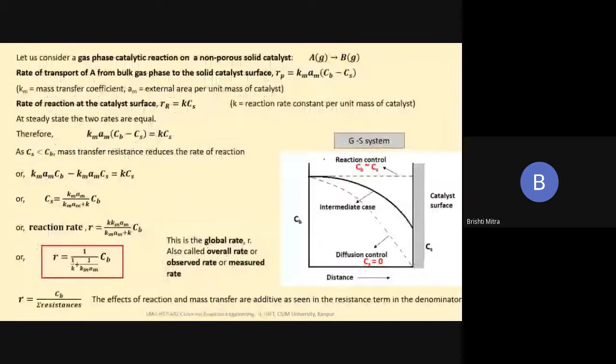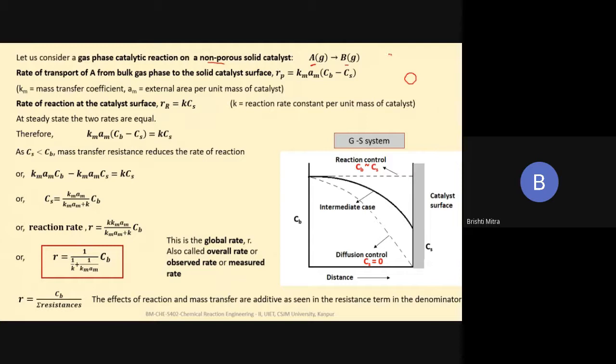Now let us look at a catalytic reaction on the surface of a non-porous catalyst. Say this is my catalyst, a spherical catalyst pellet. It is non-porous in nature, that means nothing is going inside the pellet. All the reaction is happening on the surface of the catalyst, and hence we call it a non-porous catalyst. This is a gas phase reaction. The reactant is A and the product is B. So the gas phase comes to the surface of the solid catalyst, undergoes a catalytic reaction and leads to the formation of B.